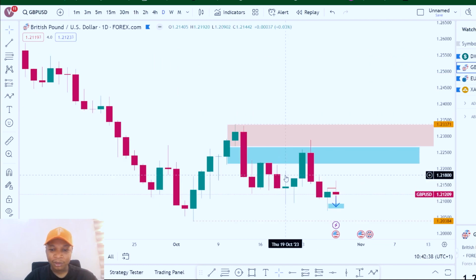Looking at the Great British Pound, my projection last week was for price to trade into this fair value gap or this order block.